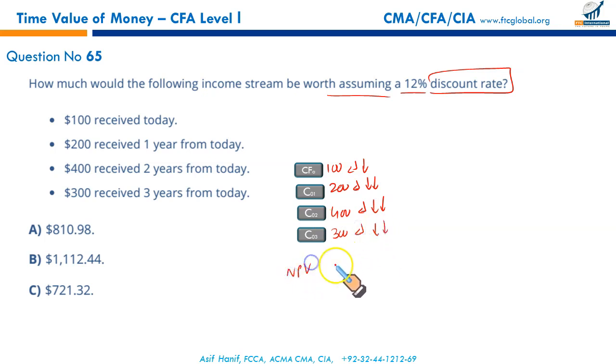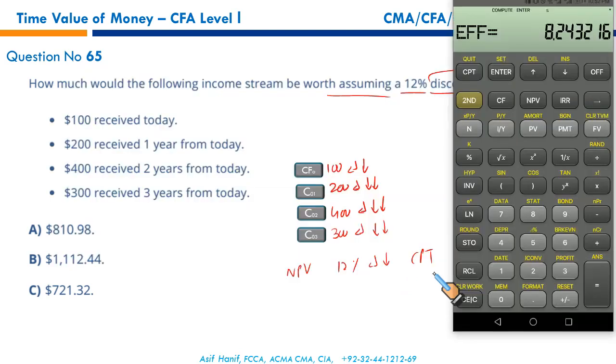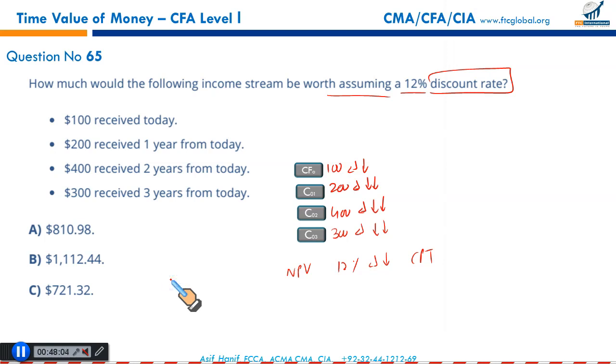Press NPV, the system will ask for the discount rate, that is 12%. Enter 12, down arrow key, press CPT, and there you go. You get your result. Let's do it. Second, clear function for TVM. All right, starting with the first cash flow, we have $100 at year 0, enter. $100, enter, down arrow key twice. I'm sure you would have got your result. It's 810.98. This is the present value.